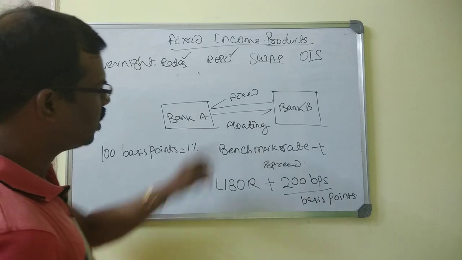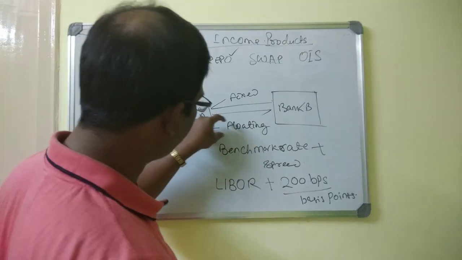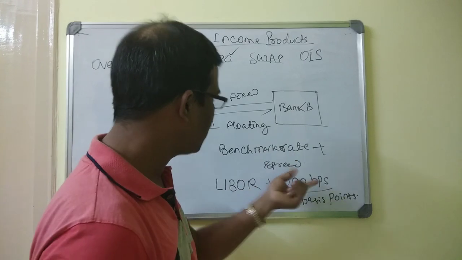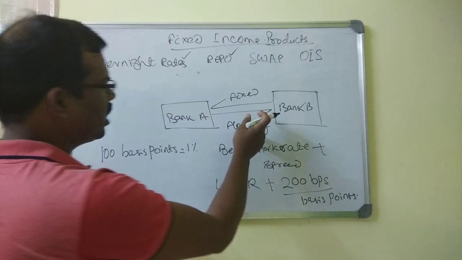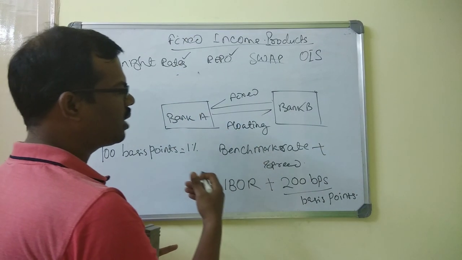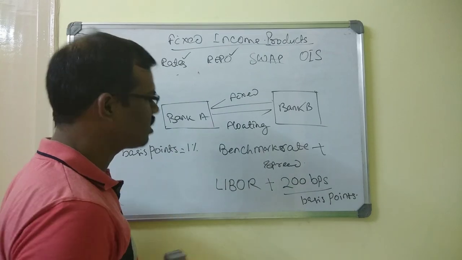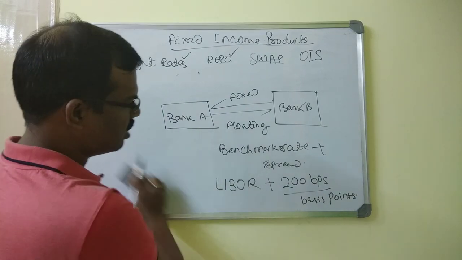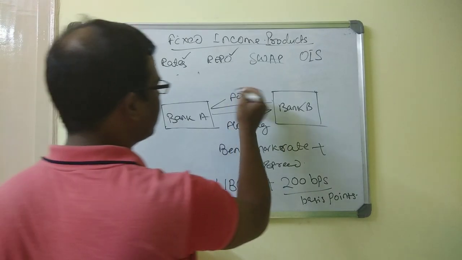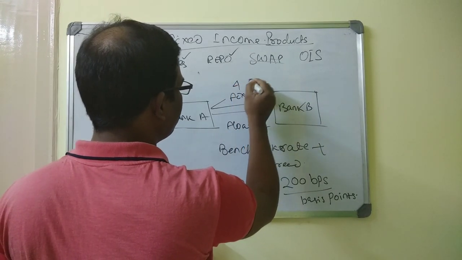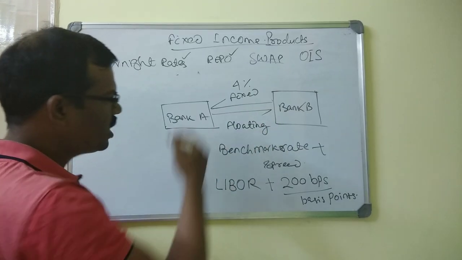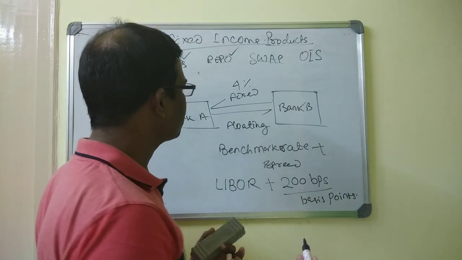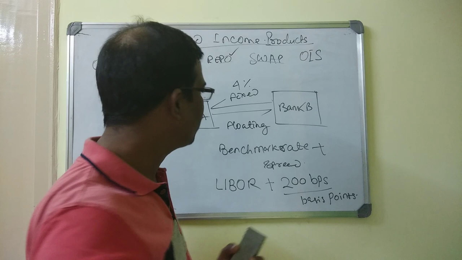Normally we are discussing the floating interest rate. It will be on the benchmark rate plus some spread, and it will ask bank B to give a certain fixed interest rate. Now let us say it is LIBOR plus 2 and he is getting a fixed interest rate of 4%. Now this does not happen over just one period, it happens over a period of time.